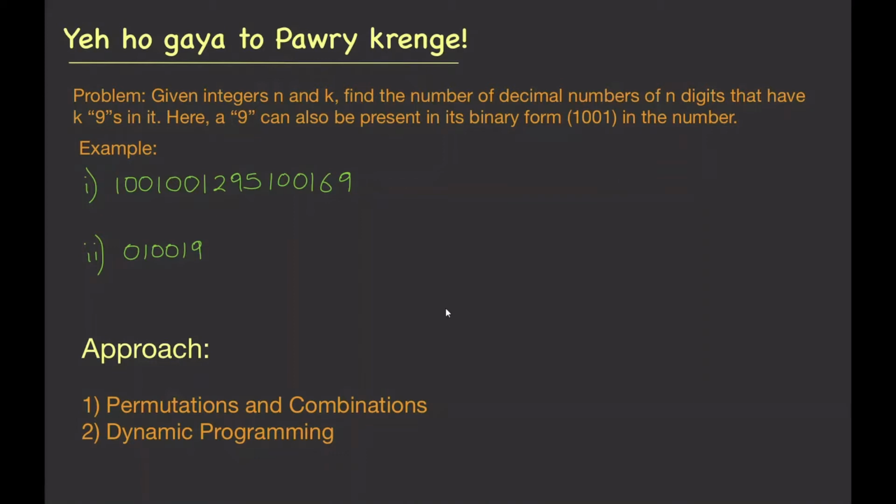So let us say you have this number 1001, 001, 295, 1001. So here 9 is present. The most obvious ones are this and this. So 9 is present already two times here, but the number of 9s is not equal to 2 in this case. Here 1001 you can see is present here, and also here, and also here. Hence in this case there are in total 5 nines present. I hope you understood the question here.